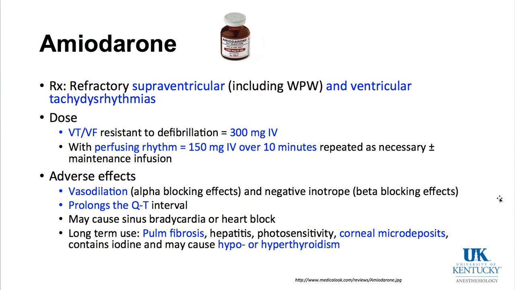There are some adverse effects of amiodarone. It is a vasodilator because of alpha blocking effects and a negative inotrope because of beta blocking effects. And it does prolong the QT interval, so for a patient with torsades de pointes with a prolonged QT interval, amiodarone would not be a great choice. Long-term use of amiodarone has some problems also. Pulmonary fibrosis can occur, deposits in the cornea, which you can see on ophthalmologic exam. Because it contains iodine, it can cause problems with the thyroid, and this includes both hypo or hyperthyroidism.